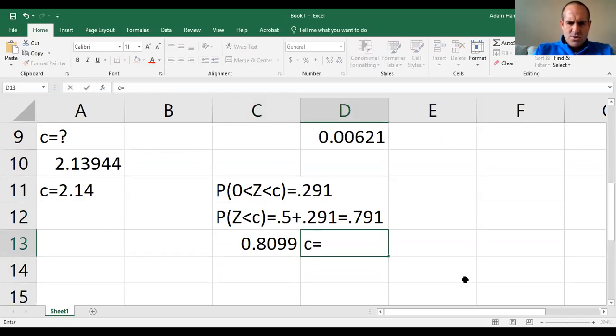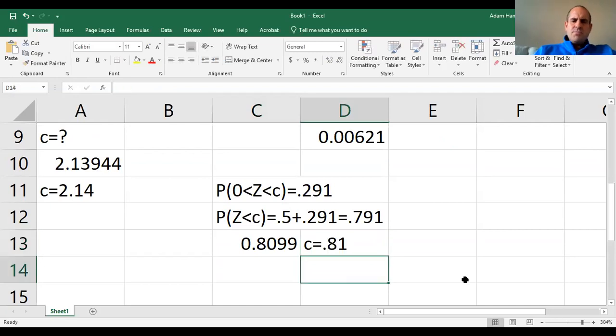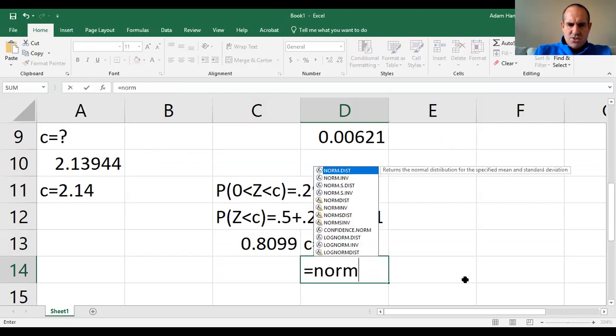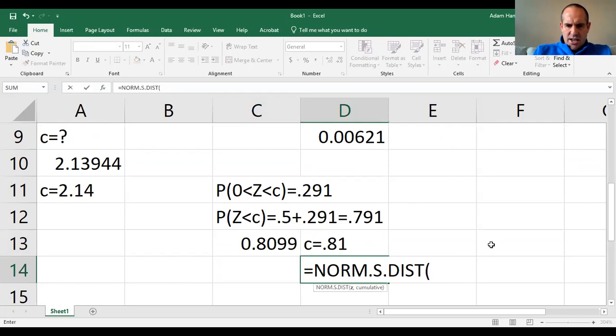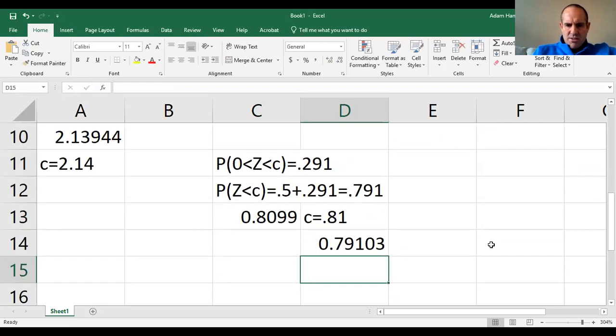So C equals 0.81 basically. I'll just put 0.81. And indeed, you could check it out if you want. Equals normal standard distribution. If I put 0.81 in here and I say yes, I want the cumulative, I get 0.791, which is exactly what we would expect. Yeah, 0.791, just so you know.